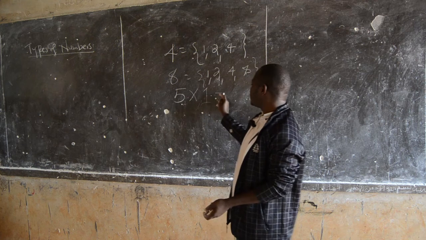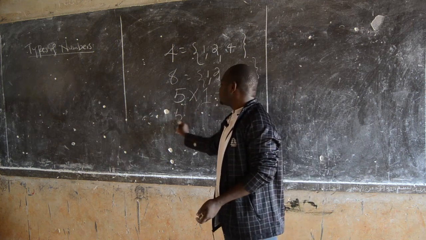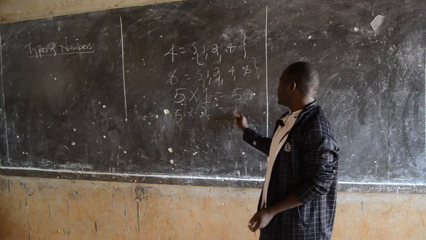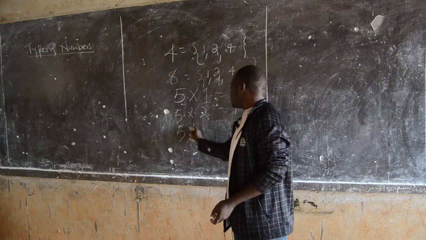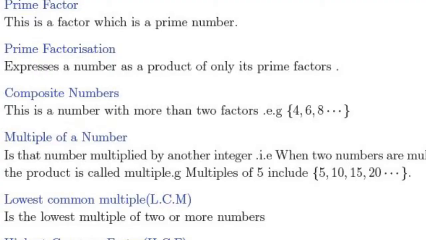So we say 5 times 1, that is 5. 5 times 2, that is 10. 5 times 3, that is 15. So you find that the ones you are getting are the multiples of 5. So you see there we have 5, 10, and then what? 15, then we have 25 if you continue. So those are the multiples we are talking about.